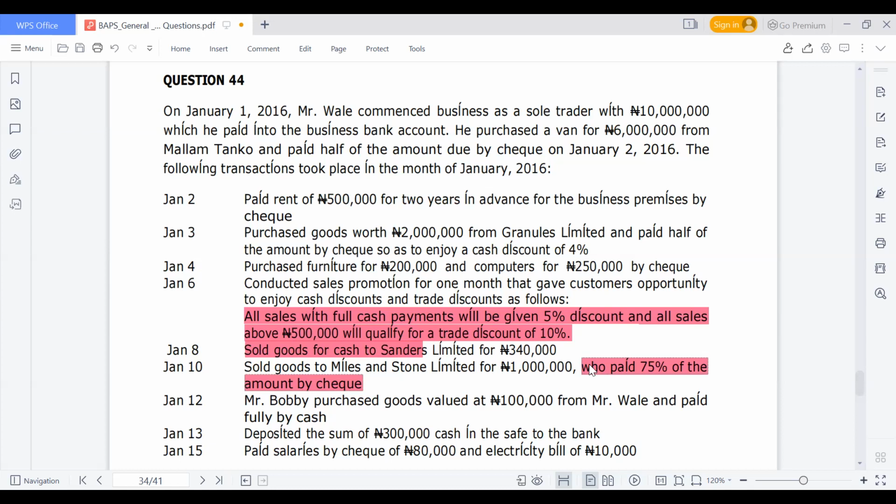So these are some of the words we are going to be solving this question with today by God's grace. You can see now that the first transaction qualifies for cash discount, but it does not qualify for trade discount. But the second one qualifies for trade discount, but it does not qualify for cash discount.